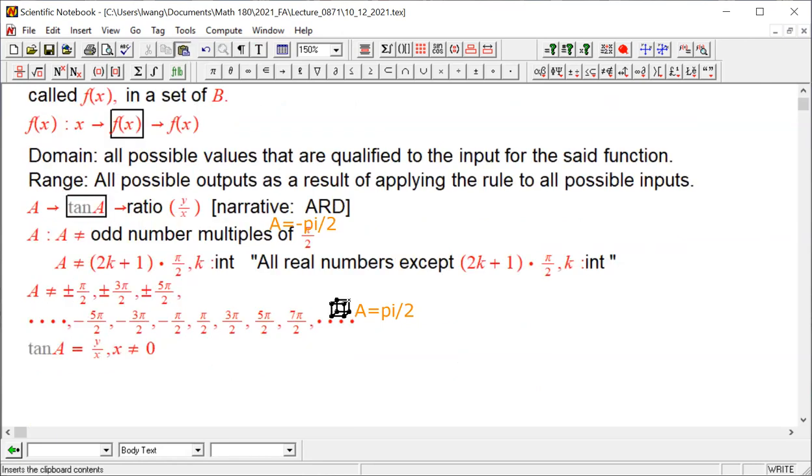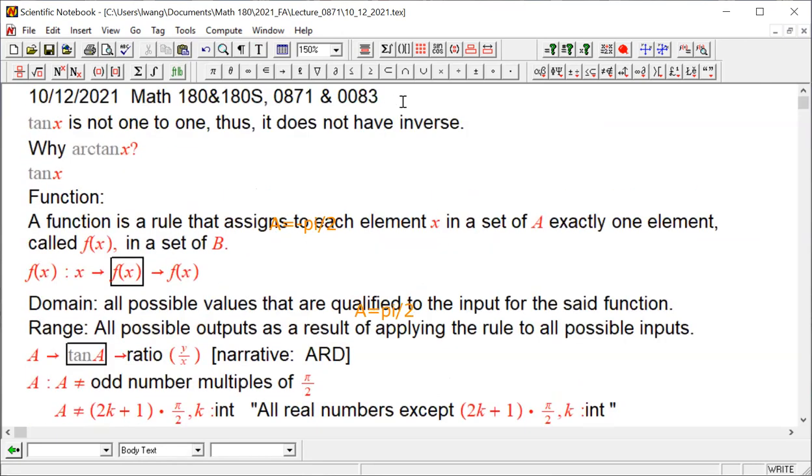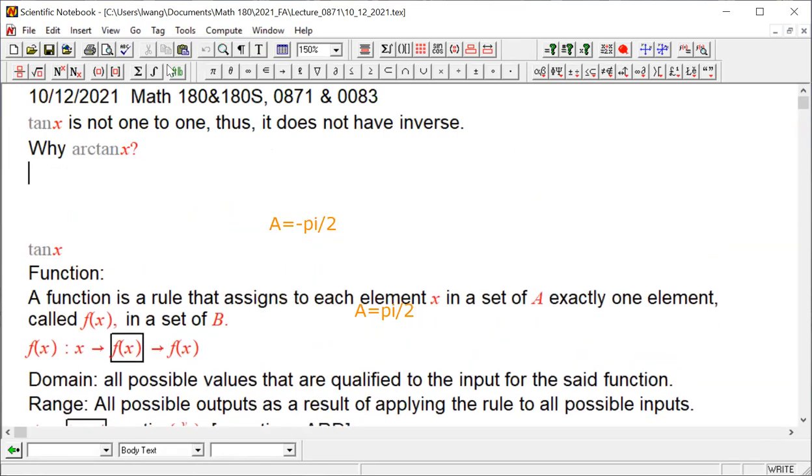Okay, how do we introduce arctangent? I'm going to put this at the very top. So that serves as a review.